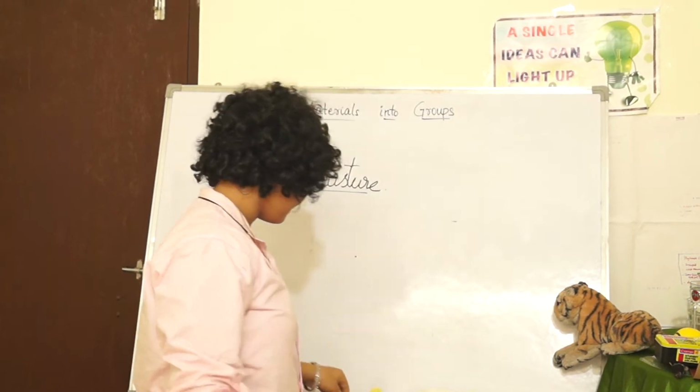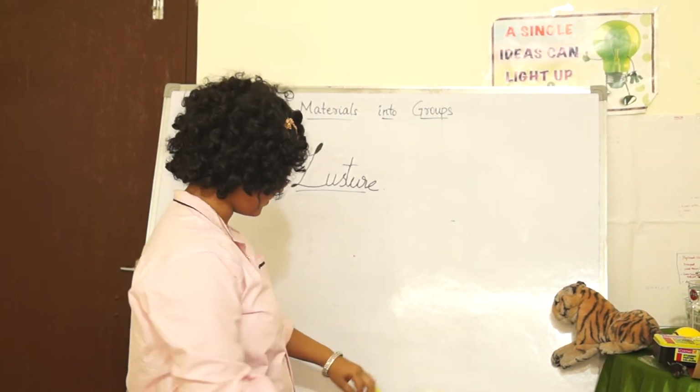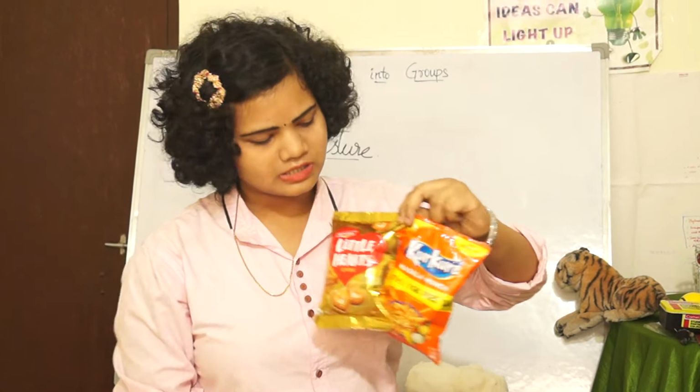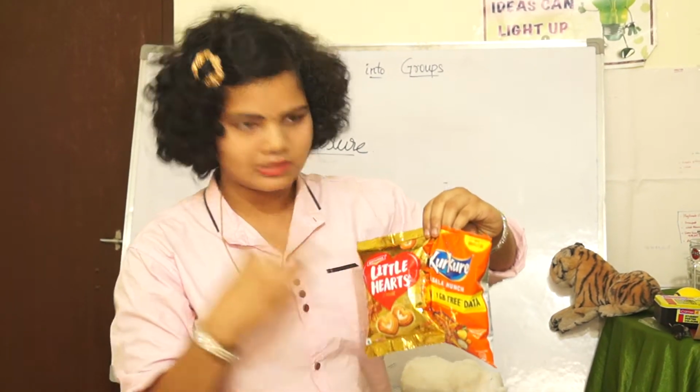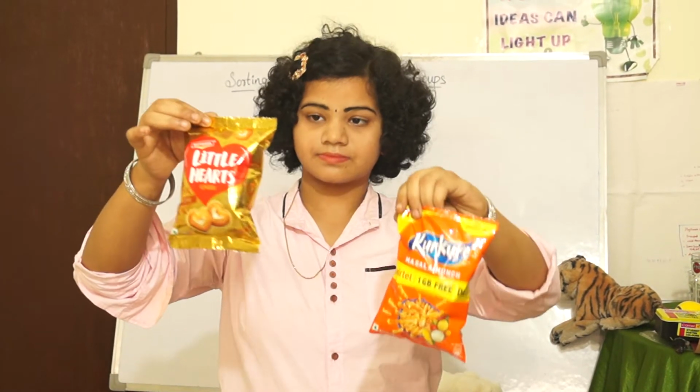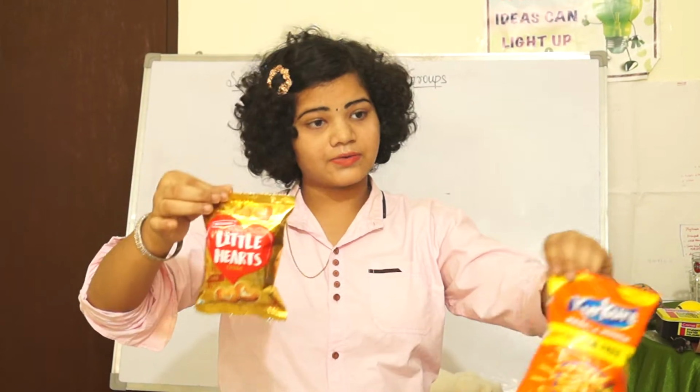Okay. So I have some surprise for you. Yeah, here we have two packets. I have a little hearts packet with me and a kurkure packet with me. So let's see. Can you find the lustrous one or the shiny one among these two packets? Yeah. So the little hearts and the kurkure packet are both lustrous and both shiny.